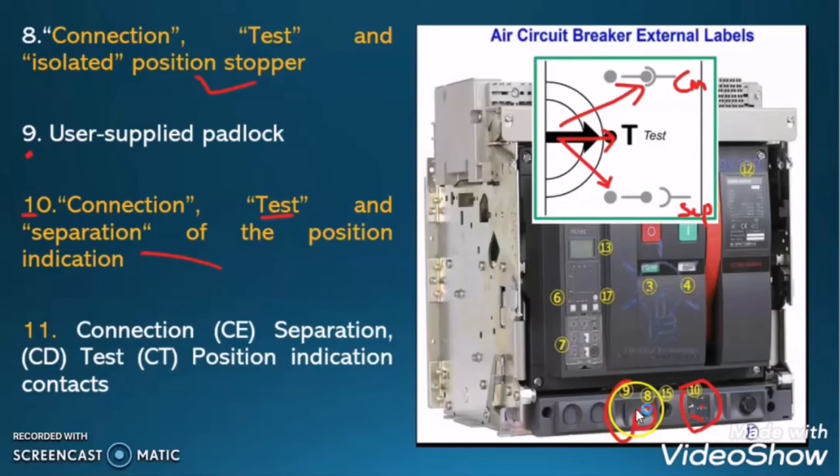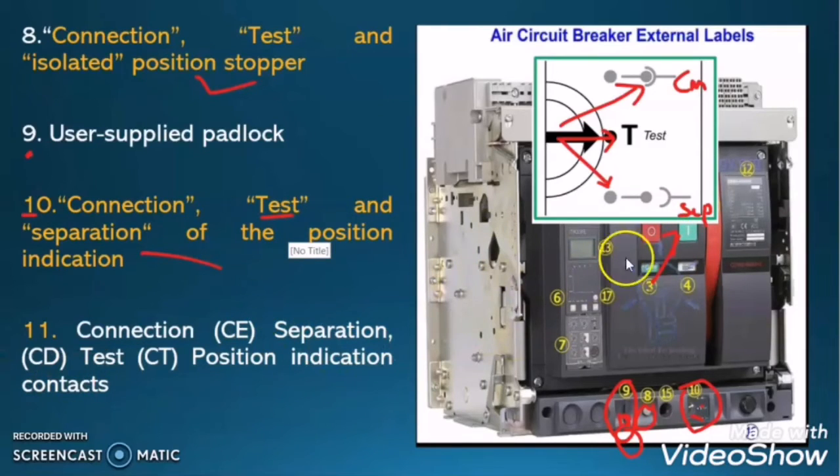This is the user supplied padlock. When we remove this and lock it, then if anyone comes and presses this ON button, it will not work because this circuit breaker is locked. Why is it important? Because someone is doing maintenance on the circuit which is fed by this air circuit breaker, and he is touching the live parts. If someone comes and switches on this circuit breaker, it will be a high risk for the person who is maintaining that circuit.